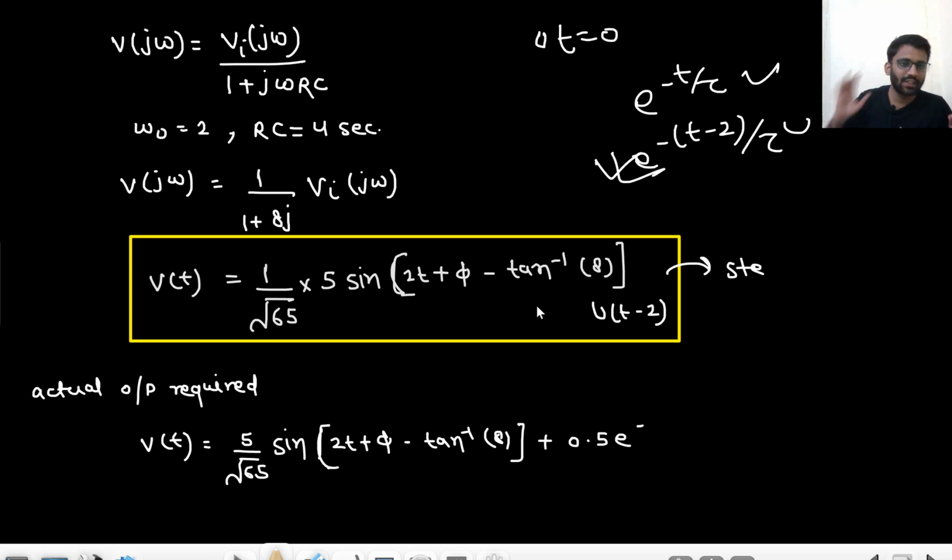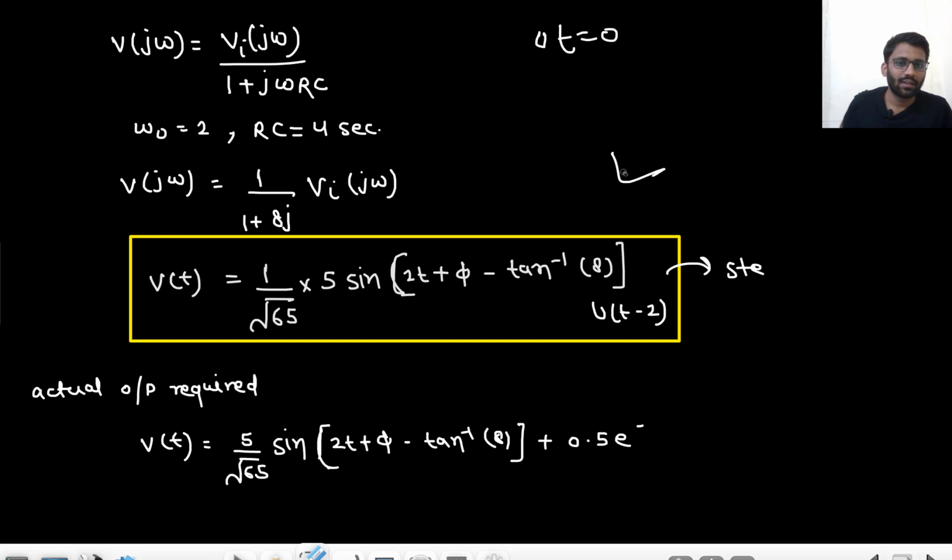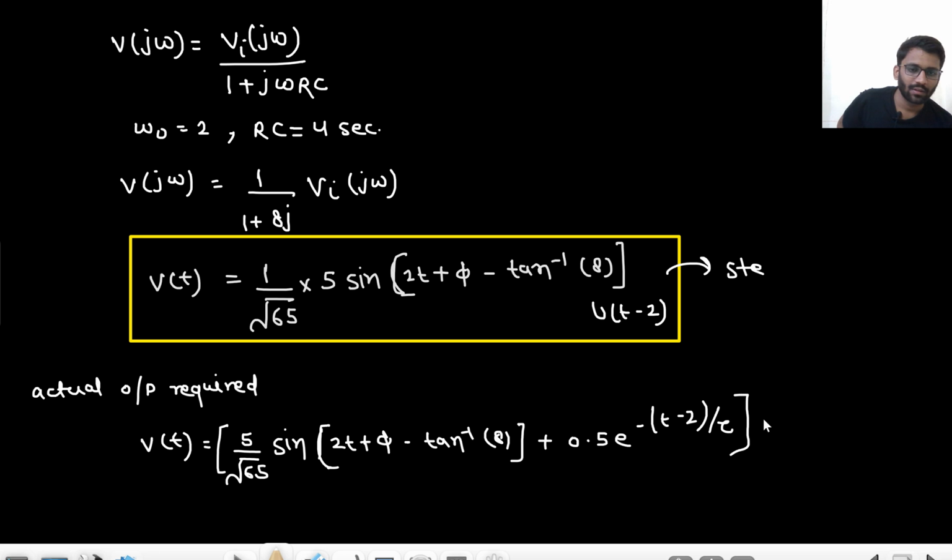This is the steady state response. It will just see the input and give me a steady state output. My input is 5 sine 2t plus 5. That is starting from t equals to 0. Right? But what about the transient? Transient will come when you turn on the switch. So I will not write t here. I will write t minus 2 by tau, and whole u of t minus 2.